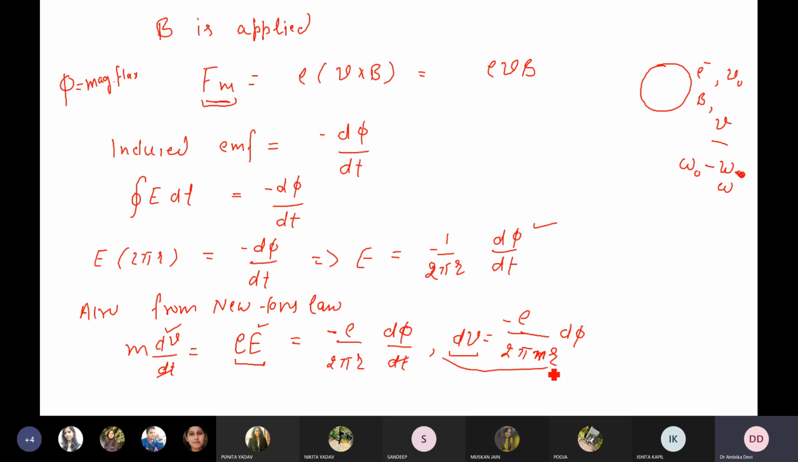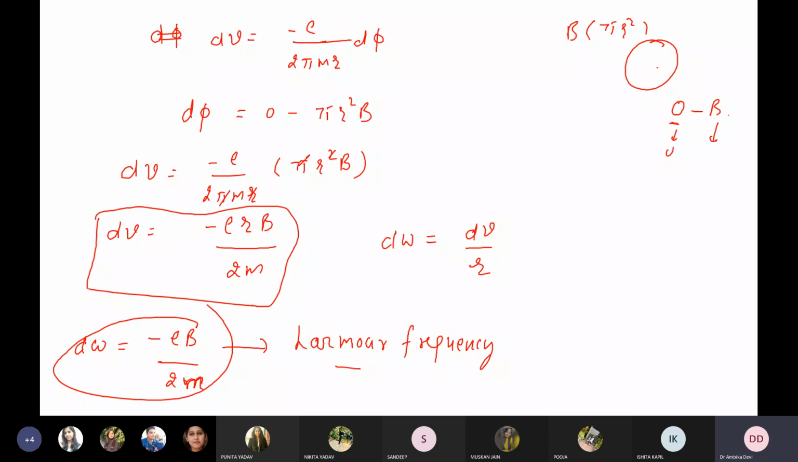So because the velocity is changing, there will definitely be a change in the angular frequency of the electron. That change is given by dv = -E/(2πmr) dφ. I also told you that this dφ varies from 0 to πr²B, because πr² is the total area and B is the applied magnetic field.